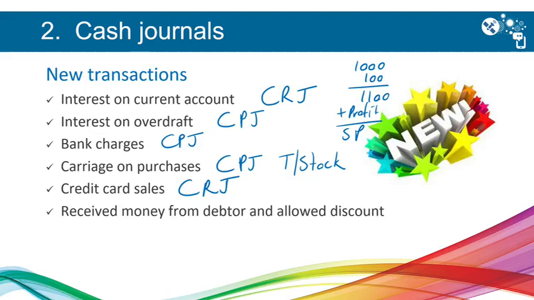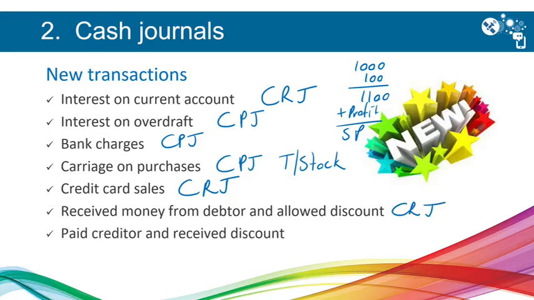Then we receive money from a debtor. We've done that in grade 9, but now we also allow discount, and that will be in the CRJ, where we just add a column, discount allowed. We pay our creditors. We've done that in grade 9, but now we're going to receive discount, and this is in the CPJ. So we pay credit bank, but now we also receive discount, and that will be an income account that we must credit.